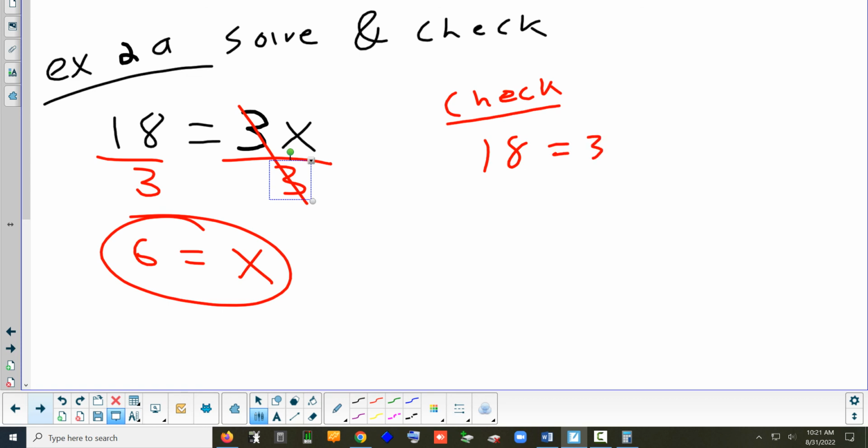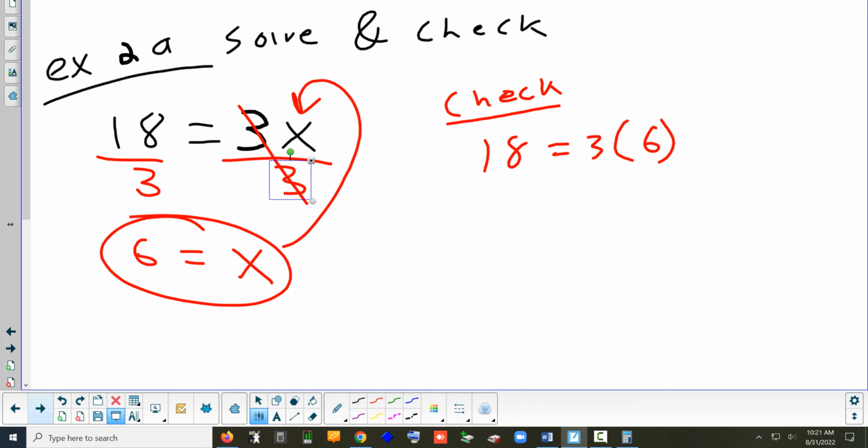18 equals 3 times, and fill in 6 for x. Why did I put the 6 in parentheses? We talked a little about this on the first day. I didn't have to use parentheses. I could have done something else, but I had to do something. Because if you just write the numbers next to each other, it looks like 36, and parentheses shows that you're multiplying.